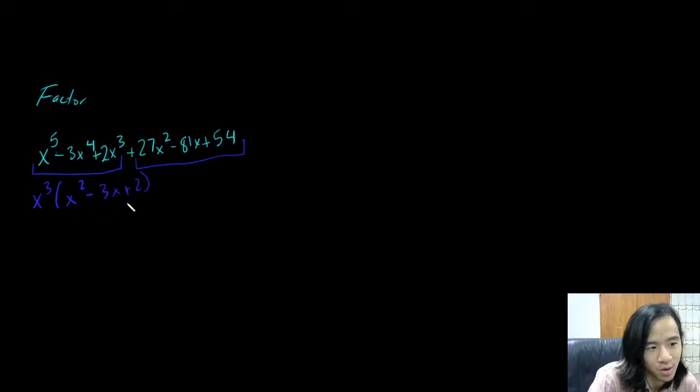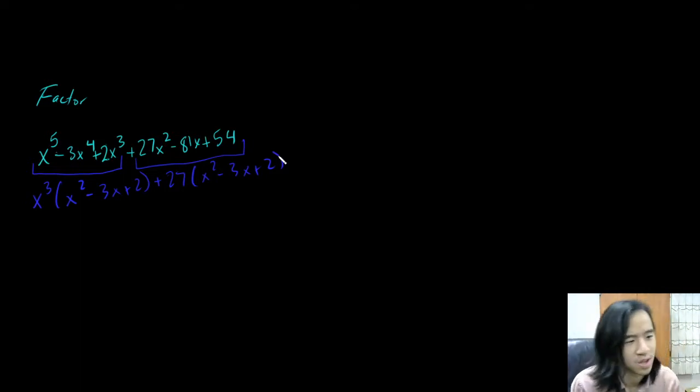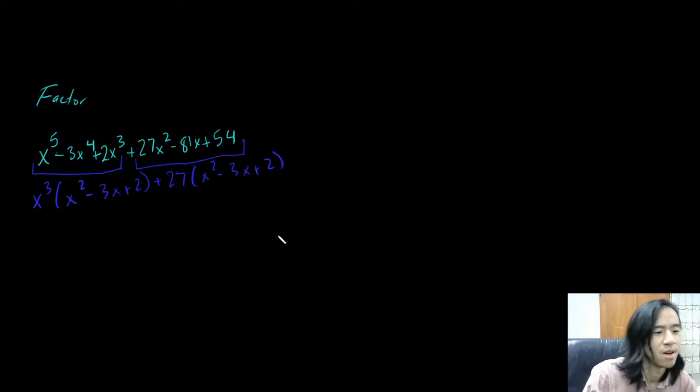So you can see this is already going to be interesting at the end there, if you have a keen eye. And then here I can actually factor out a 27. So I'm going to have plus 27 parentheses x squared minus 3x plus 2. And wow, this just works out so perfectly. I wonder who wrote this beautiful question. It totally wasn't me at all.